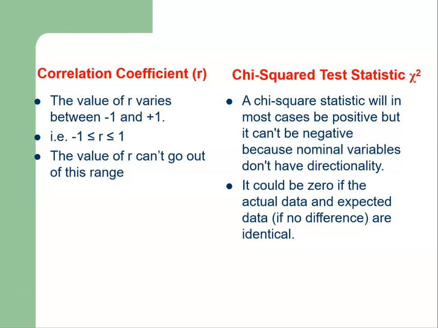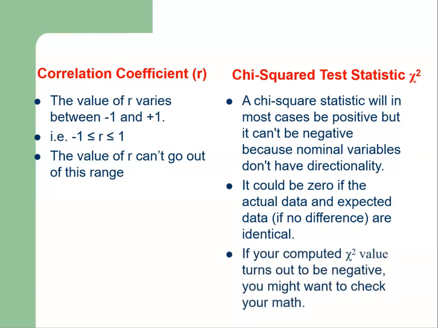In some cases, the chi-square test value could be 0, but it would be equal to 0 if and only if the actual data and expected data are identical. That is, if there is no difference between the actual data and the expected data.